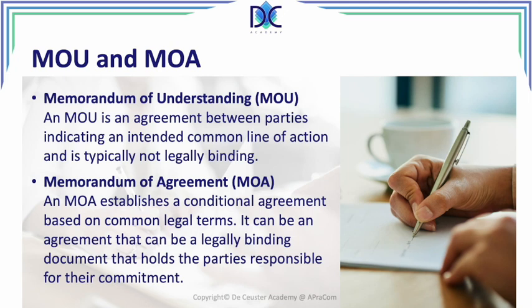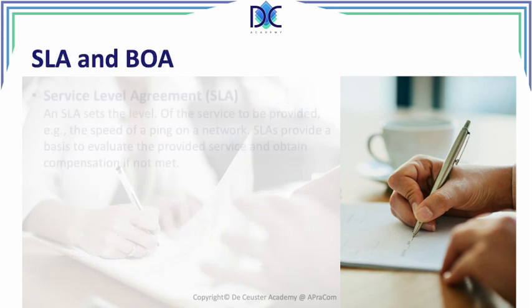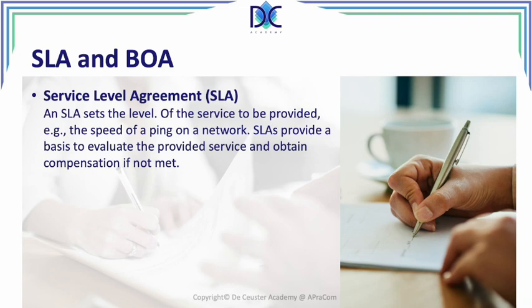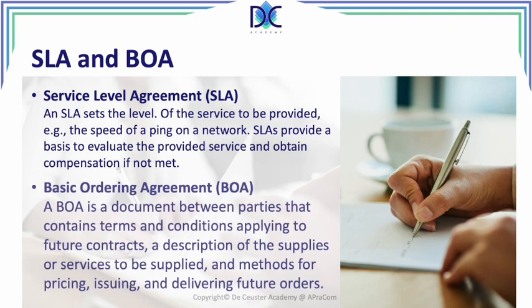We also have a SLA and a BOA. An SLA is a service level agreement. An SLA sets a level of service that has to be provided. For example, the speed of a ping on a network, which means how fast data is transmitted over the network, or the percentage of availability of the service that you bought. The SLA can be used to obtain compensation if the SLA level is not met. We also have a basic ordering agreement, a BOA.